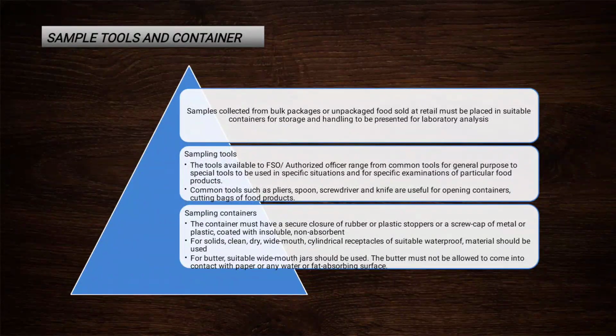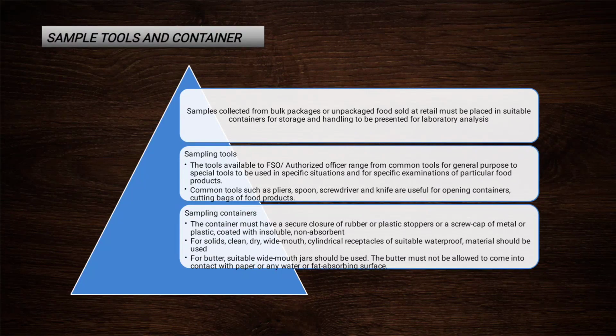Sample tools and container. Sample tools and containers are important for the sample collection. Samples collected from bulk packages or unpacked food sold at retail must be placed in a suitable container for storage and handling to be presented for laboratory analysis. Sampling tools include common tools such as spoon, screwdriver, knife, which are useful for opening containers and cutting bags of food products.